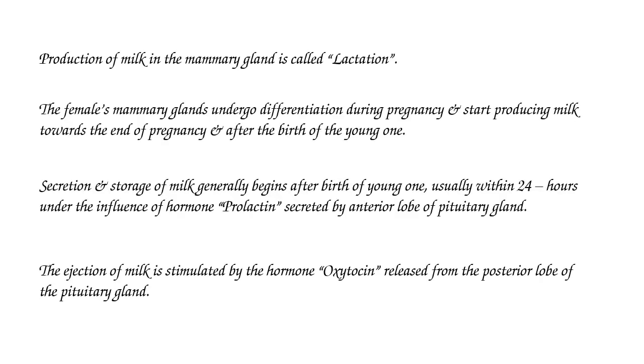So now we need to discuss lactation. What is meant by lactation? The production of milk in the mammary gland is called lactation. The female's mammary glands undergo differentiation during pregnancy and start to produce milk towards the end of pregnancy and after the birth of the young one.